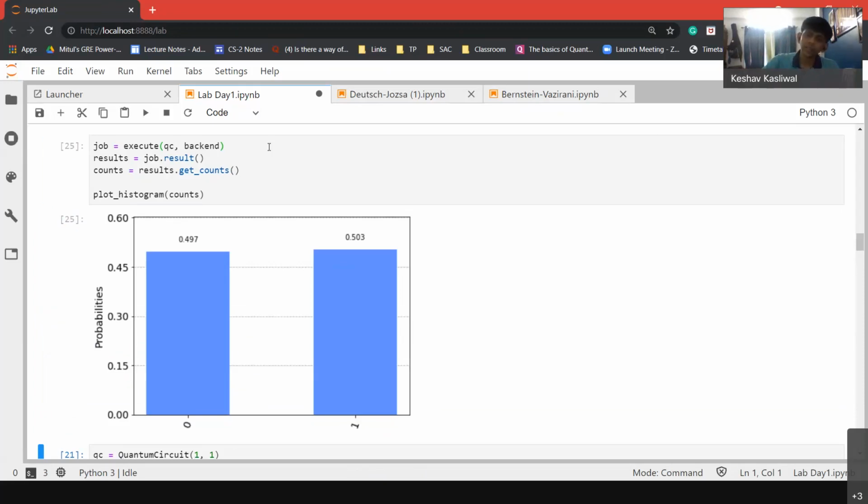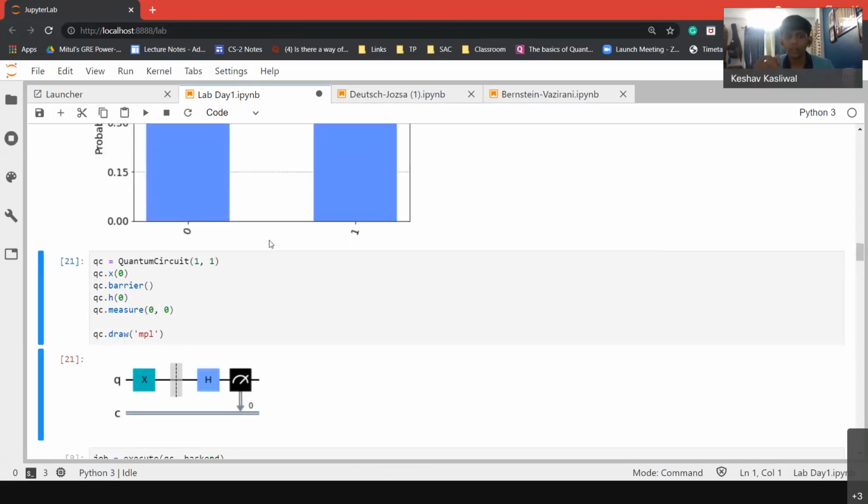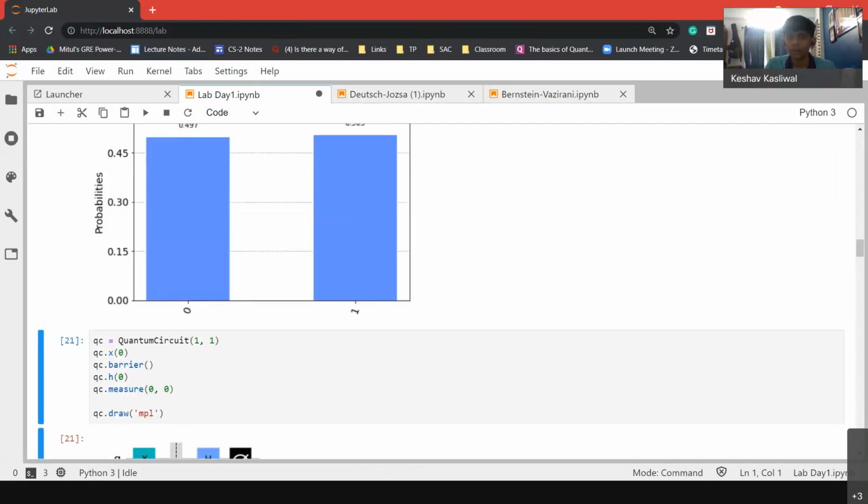So we execute the circuit n number of times, and then we get the result. We store it, and then we plot it accordingly. We plot the probability histogram of it as it is. I hope you all got the significance of what shots are and why they are important.